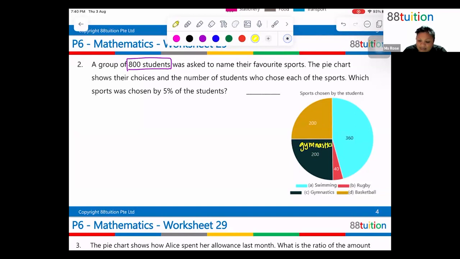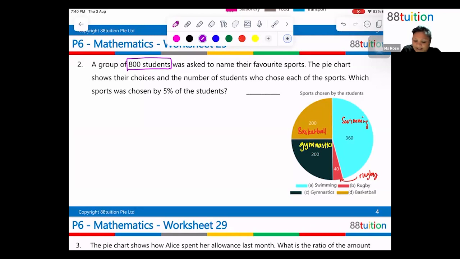Okay, so gymnastics. Write down what you have if it's too small. So basketball, swimming, and rugby. So this is your rugby. Okay, so from here.